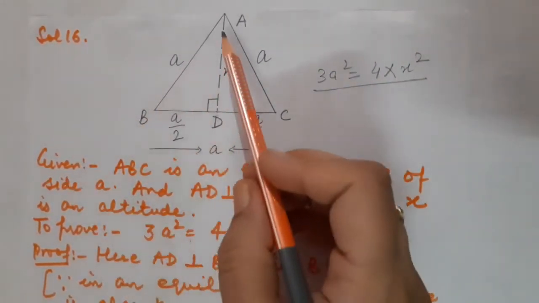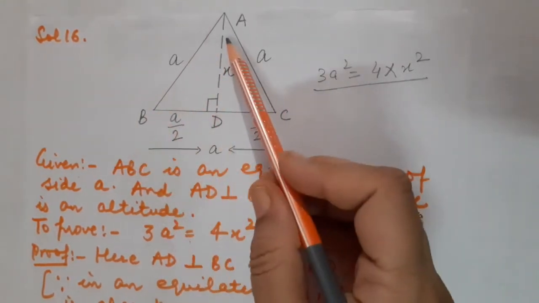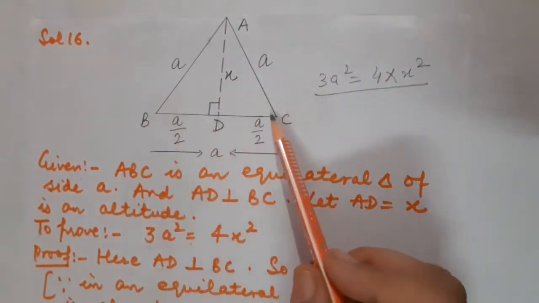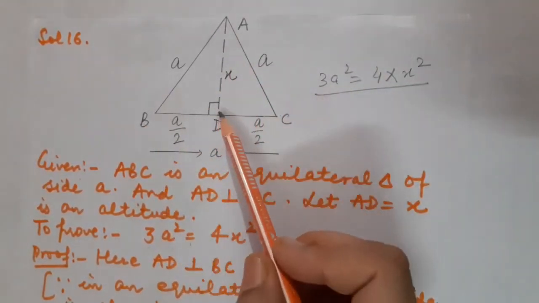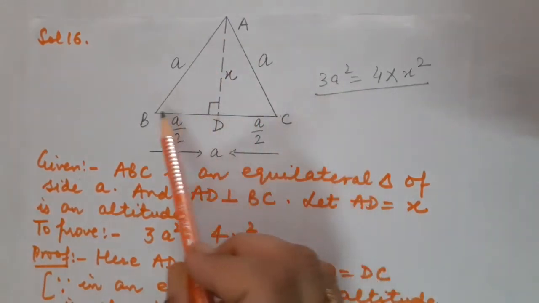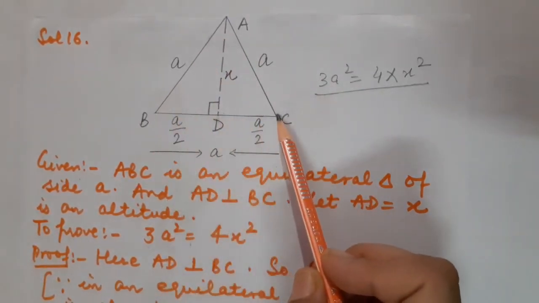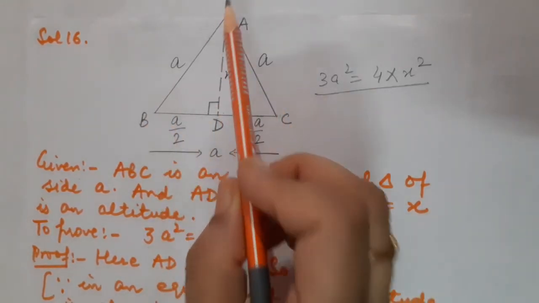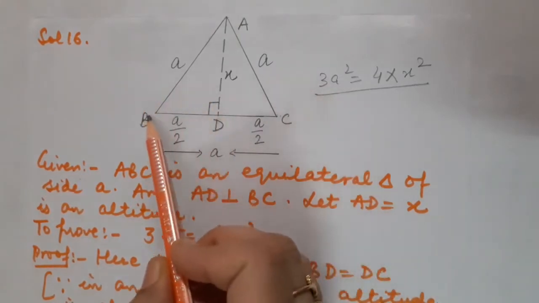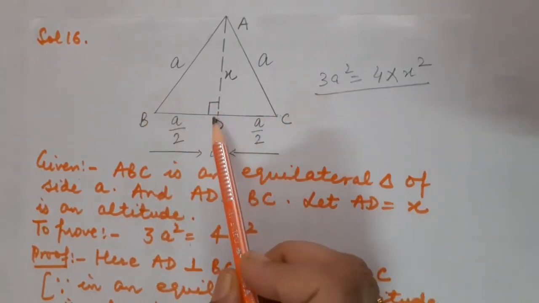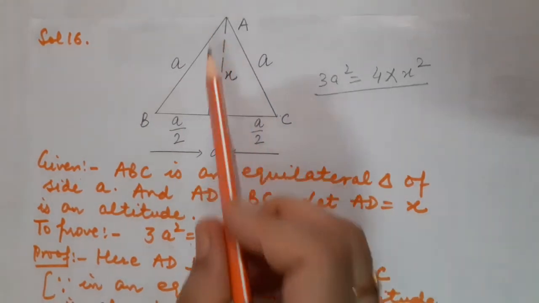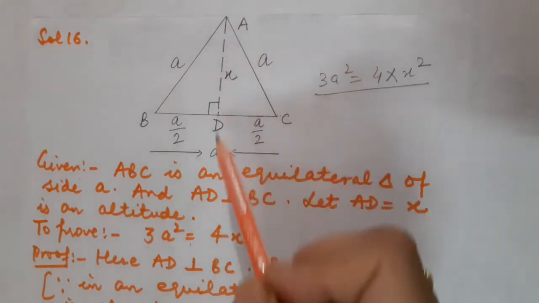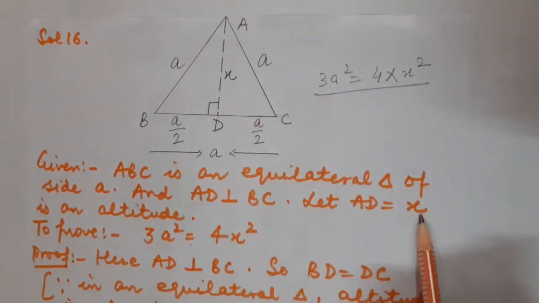First of all, what is given to us? ABC is an equilateral triangle with side A. And AD is perpendicular to BC. Why? Because AD is an altitude, and altitude is perpendicular to its opposite side. That you know. This is the opposite side of this particular vertex, A. So, altitude is drawn from A, so definitely it will be forming a 90-degree angle with the opposite side of the vertex A. Got it? So, let us consider AD, the length of the altitude, as X.